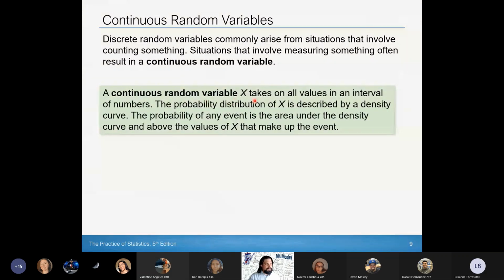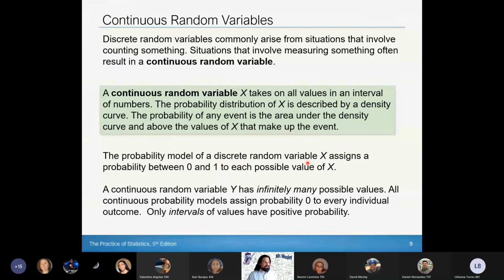A continuous random variable x takes on all values in an interval of numbers. The probability distribution of x is described by a density curve. The probability of any event is the area under the density curve and above the values of x that make up the event. So essentially, this is going back to our previous chapter about probability, and we're looking at density curves, right? The normal curve will come up again. Table A, z-score, these things that we used last semester are coming back, all right? These cannot be displayed on a table because I cannot list all the possible outcomes. There's too many. There's infinitely many.